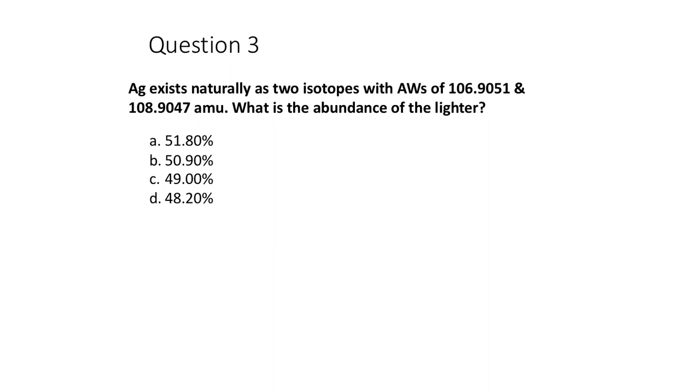So we get 16 protons, 18 electrons. Number 3, silver exists naturally as 2 isotopes. We have 2 given atomic weights. What is the abundance of the lighter isotope?